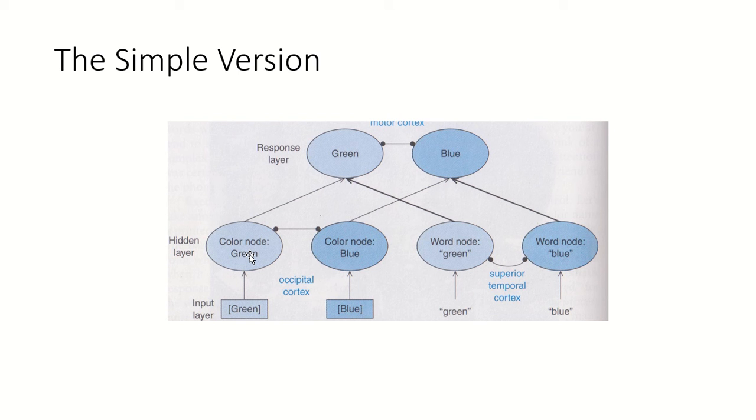So now that that's the case, we have an issue, because if that's true, then how are people ever going to ignore reading the word and actually focus on the color instead? So we need a couple of additional layers here to actually account for how behavior arises and how people are able to do this task correctly.